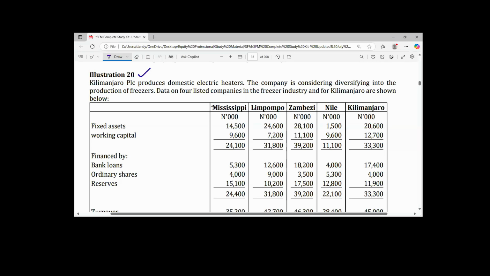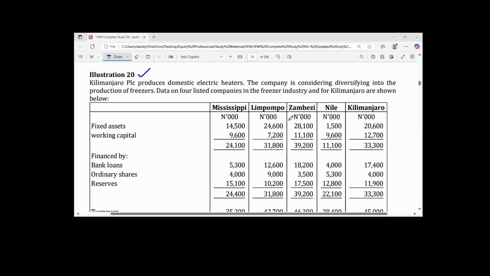I will need somebody to read for us. Who will take the lead? Okay, let me welcome Awele. Awele, can you read for us? Illustration 20. Sorry, can you hear me? Yes, I can hear you loud and clear.